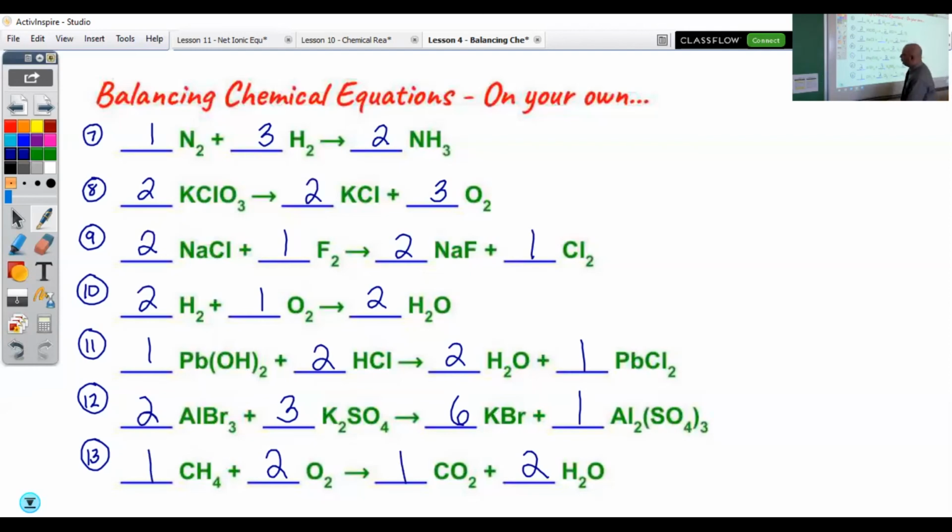Let's go back and double check. I have 1 carbon. I have 1 carbon. I have 1 times 4, or 4 hydrogen. I have 2 times 2, 4 hydrogen. I have 2 times 2, 4 oxygen. And here I have 2 oxygen, and here I have 2 oxygen. So 2 plus 2 more is 4, 4 oxygen altogether, 4 oxygen over here.